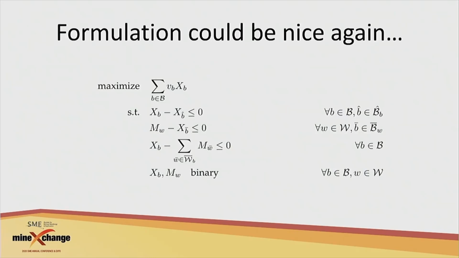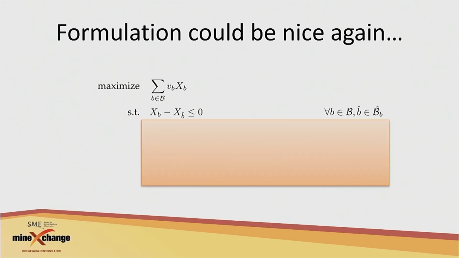But the formulation could be nice again. So here's our formulation, and how could we make it nice? How could we make this useful? Well, we could just cover up the mining width part. Of course, it's being projected on my hand, so I can't cover it very well. But if we could just hide that, we'd be back to having a nice problem again. So I'll cover it up with this square. We cover up the mining width part.